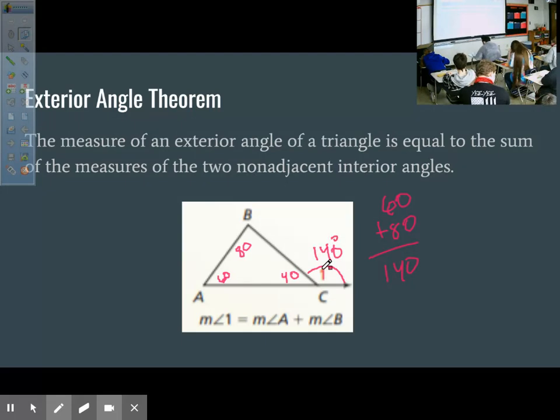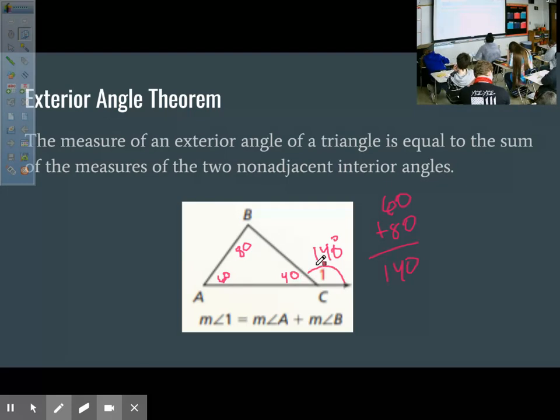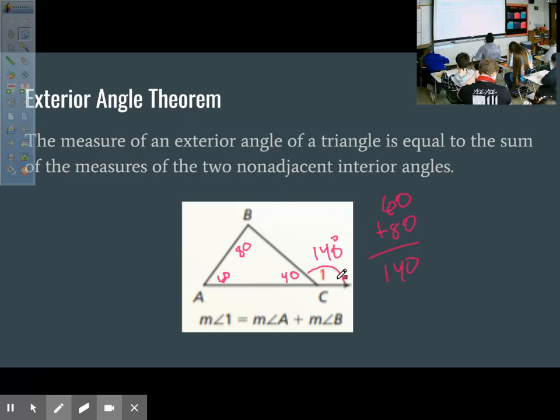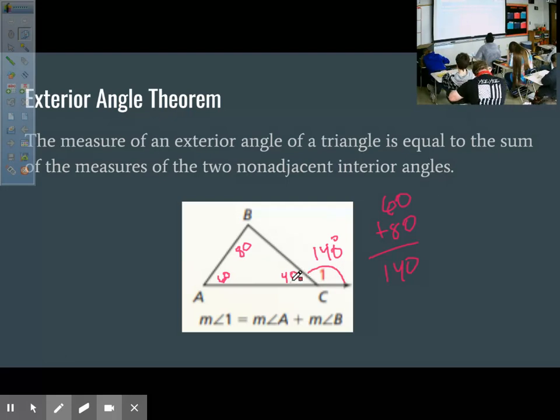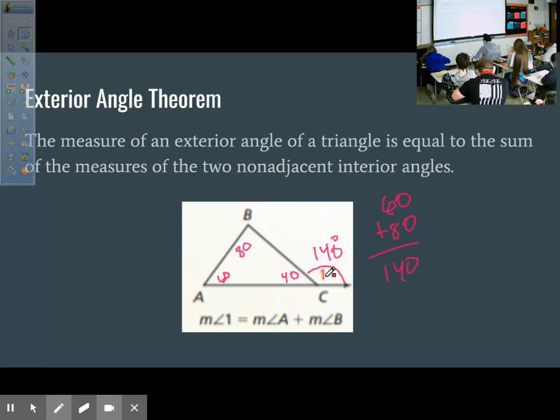The reason why that works is because A, B, and C, all three have to add up to 180. So if C is 40, that leaves these two to add up to 140. Well, these two angles here, the interior at C and the exterior at C, also have to add up to 180. So if C is 40, then that leaves angle 1 to be 140, because they have to add up to be 180.